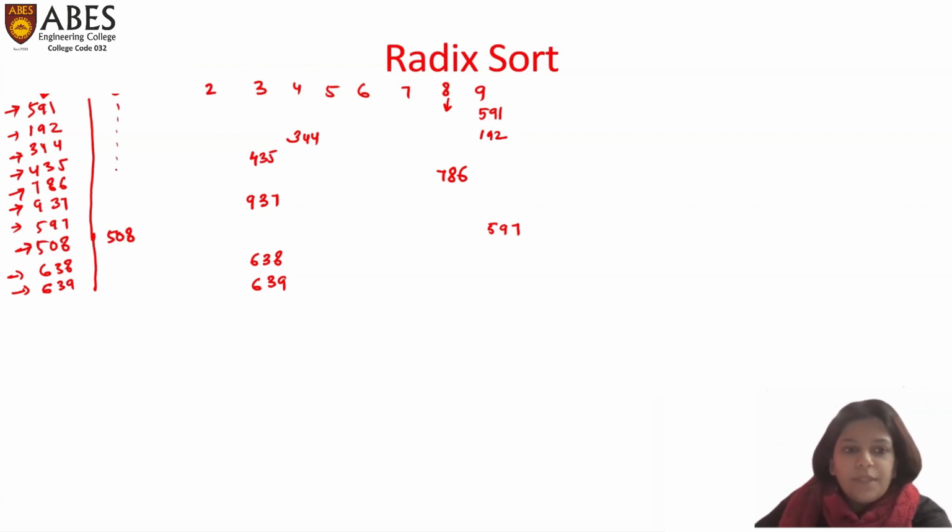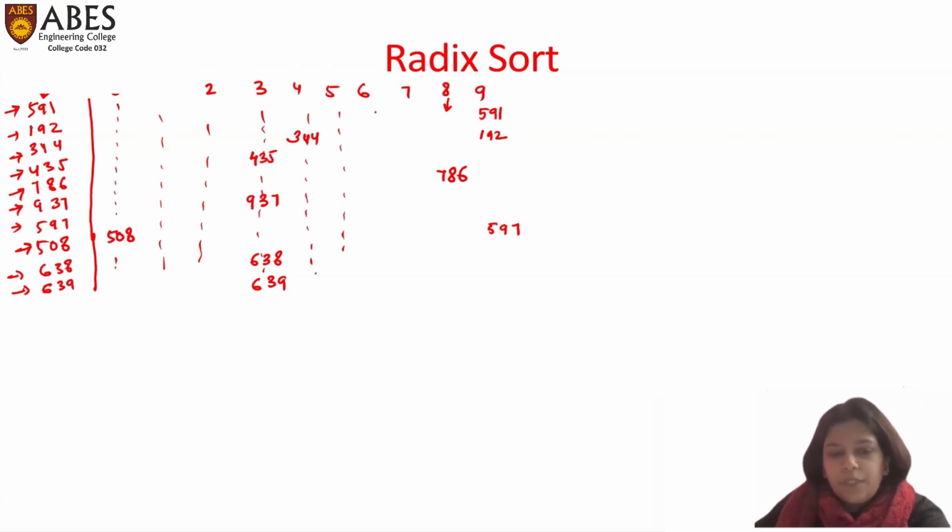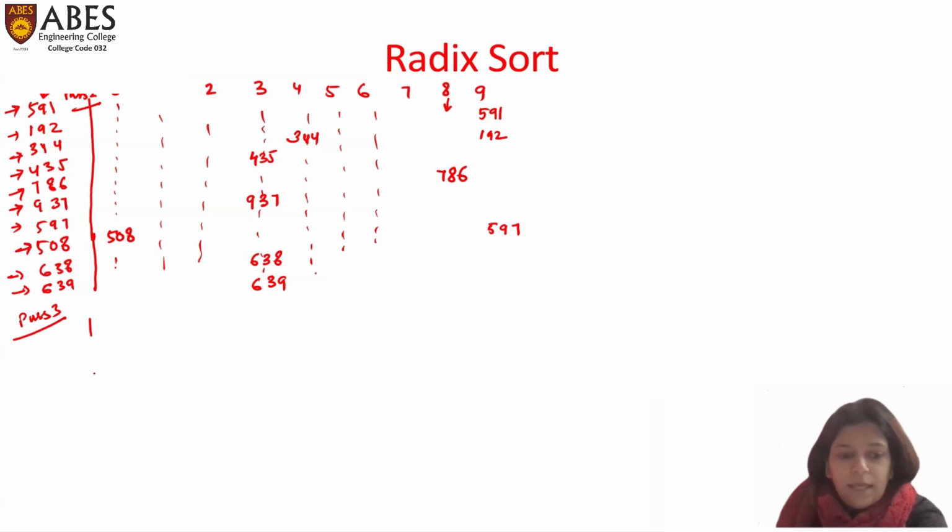Now, again, we are going to traverse them column-wise. And by traversing them column-wise, whatever numbers we are getting here will serve as the input for the next pass. So this was pass 2, and now we are going to have pass 3. As it was discussed that the maximum number in this input was having 3 digits, this third pass is going to be the last pass.